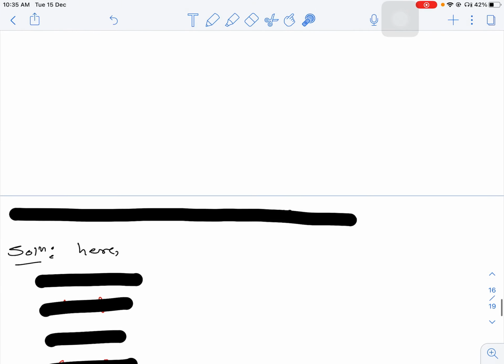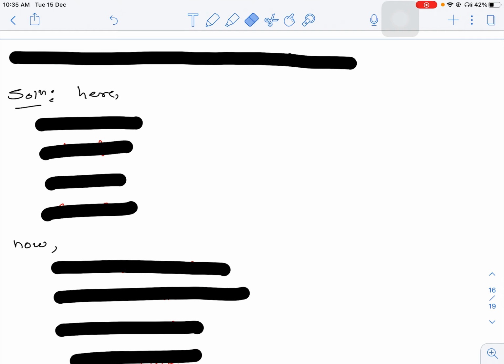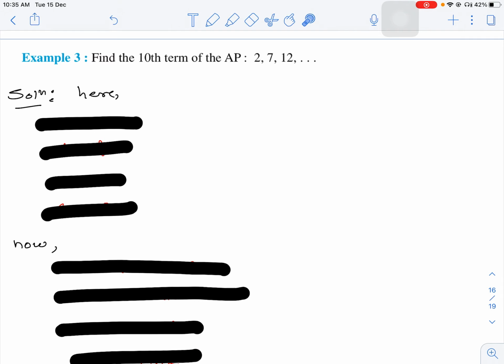Now let us consider one more example. Here it is given to find the 10th term of an AP 2, 7, 12. For finding any term, we should have the value of A, D and N. So what will be the value of A? Sorry, this one is a different example.